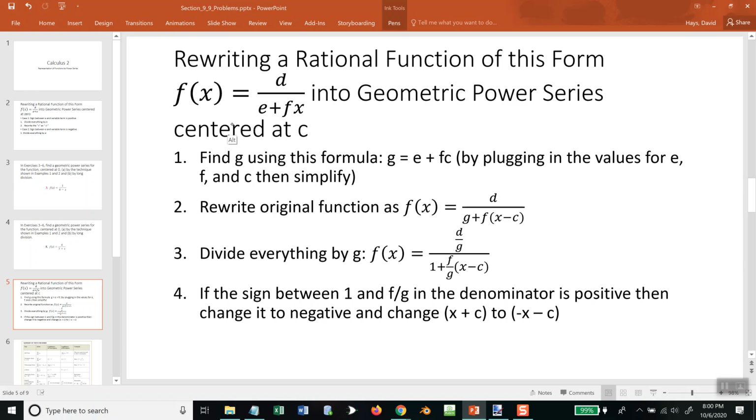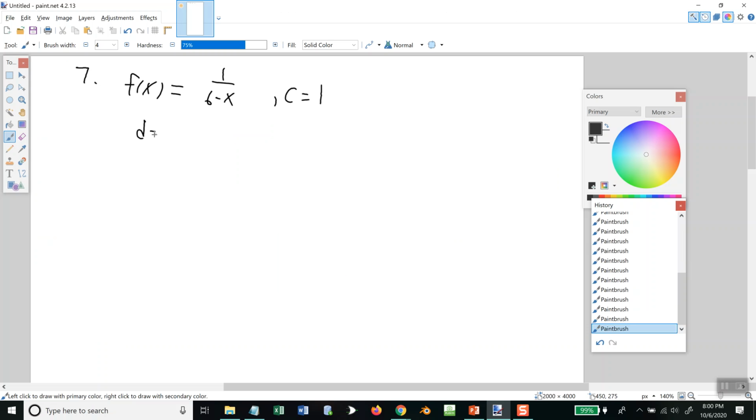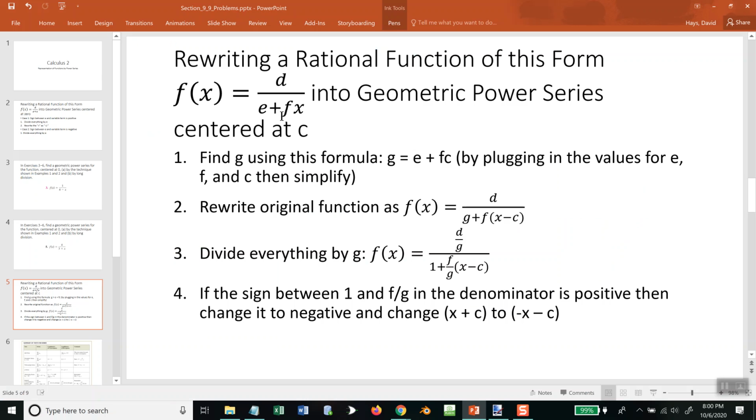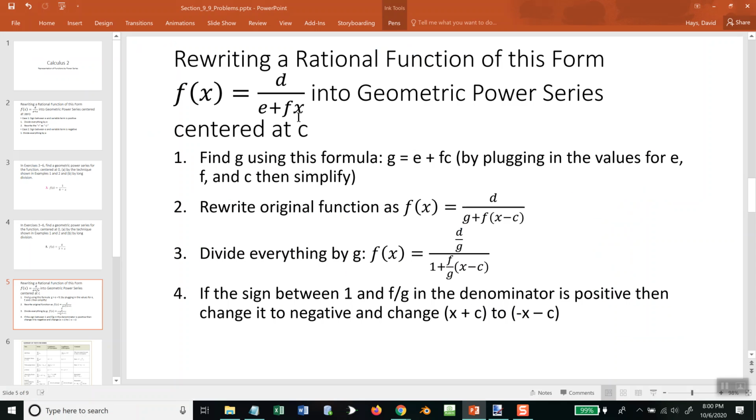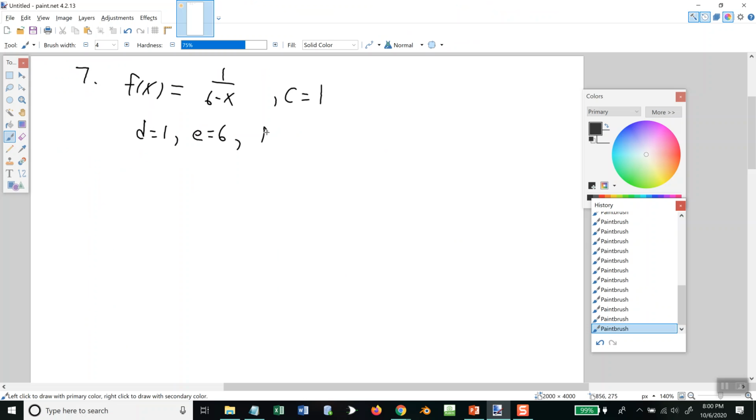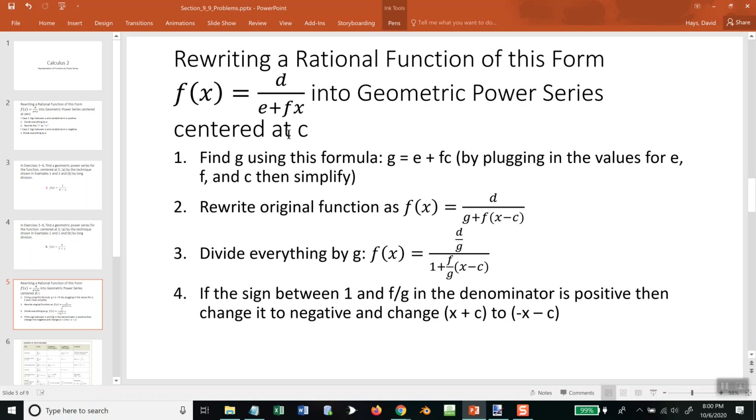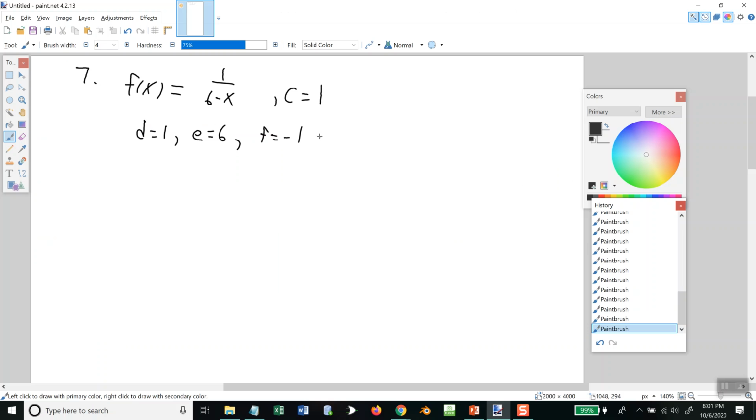D is a number on top. So D is 1. E is that constant term down there, so E is 6. F is whatever number is in front of the x, negative 1. And C is given, so C is equal to 1. Okay, so step 1.